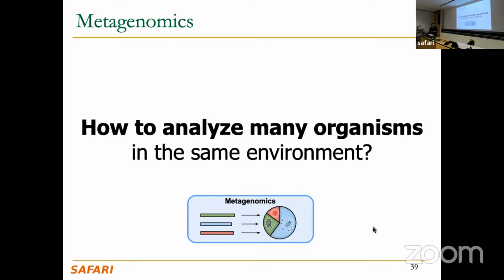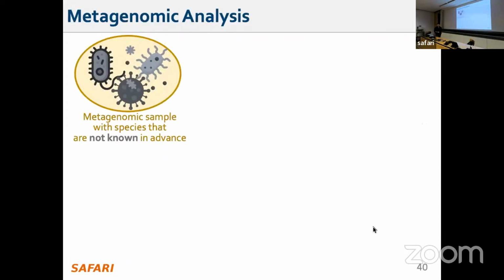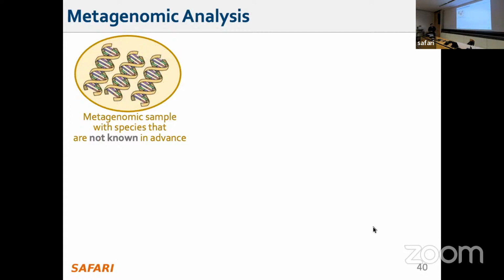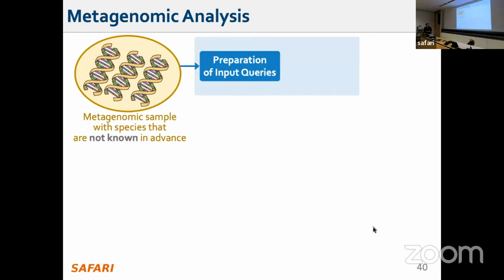And so the last step, another downstream analysis step, is metagenomics. As I said, you have an environment that includes multiple organisms, but essentially you don't really know what sort of organisms you have, right? So you have a bunch of DNA, and your goal is to figure out what sort of organisms you have.